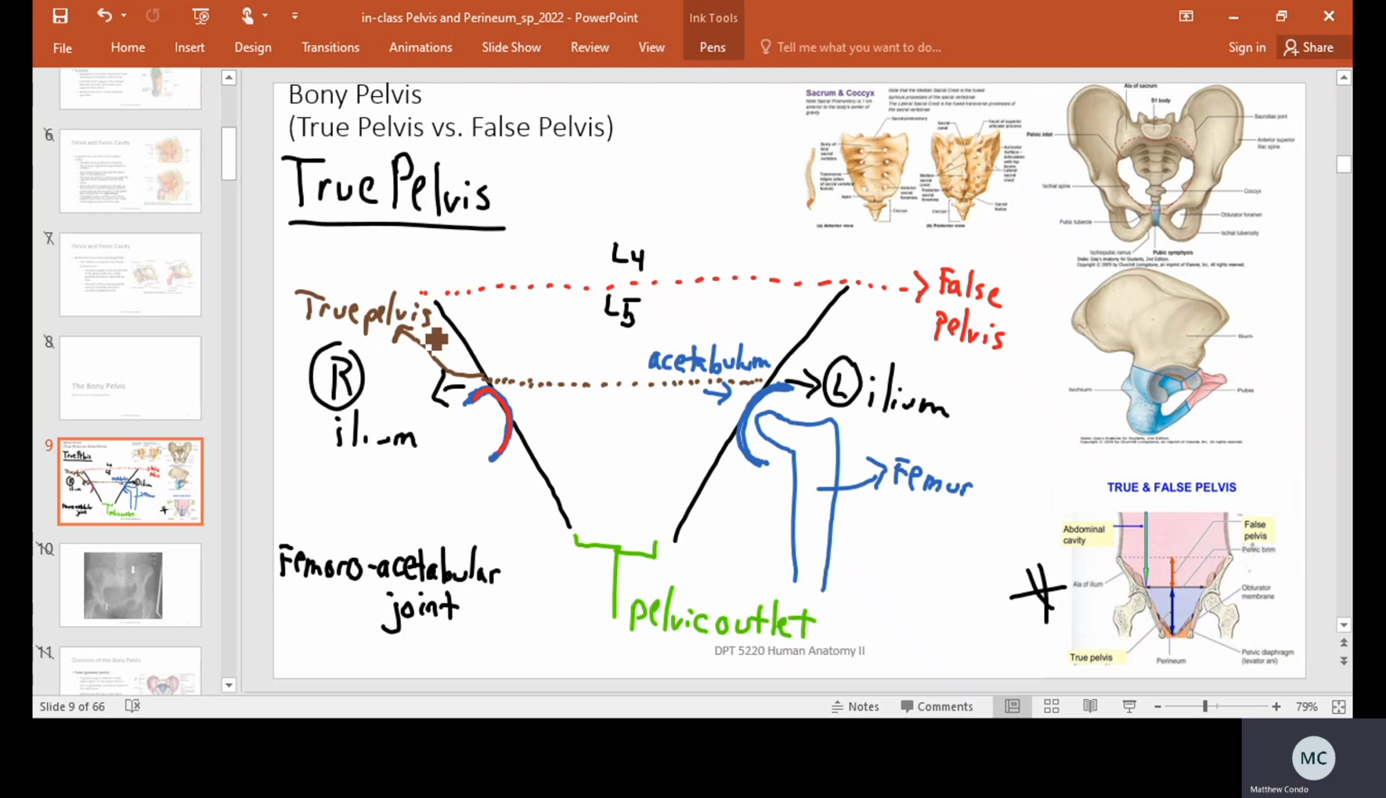Okay, any questions about true pelvis versus false pelvis? Can you repeat what you said pelvic floor is? So the pelvic floor is essentially a sling of muscle. And we're going to go over each of those muscles individually. Okay? They have names that are about this long, maybe this long. All right, any other questions?